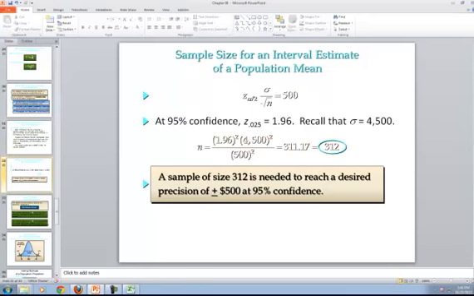So this is the equation. Remember, for 95% degree of confidence, the critical z is 1.96. Also remember that sigma is 4,500, and therefore just plug in all those numbers and we will get the sample size that's warranted. In this case, we need 312 observations in order to be 95% confident that the sample mean will be within the desired precision of plus or minus $500.